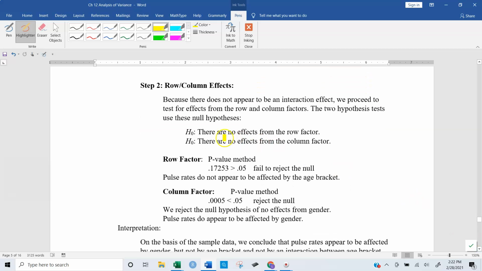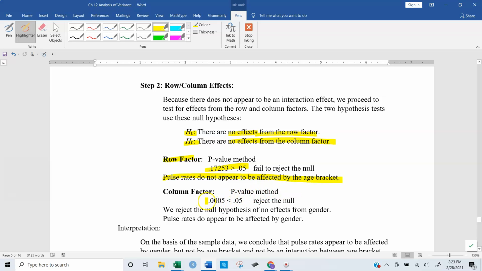Okay, row effect. Again, the null, there's no effect from the row factor. And the null for the column is there's no effect by the column. So let's look at the row factor. 0.17 is greater than 0.05. We fail to reject the null. So that means there is no effect by the age bracket. So the age doesn't matter.